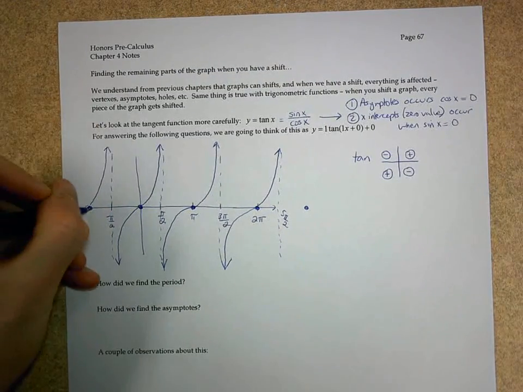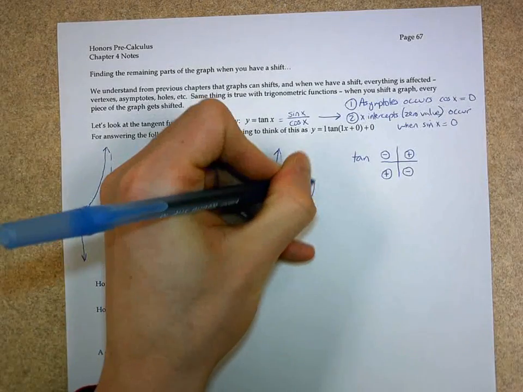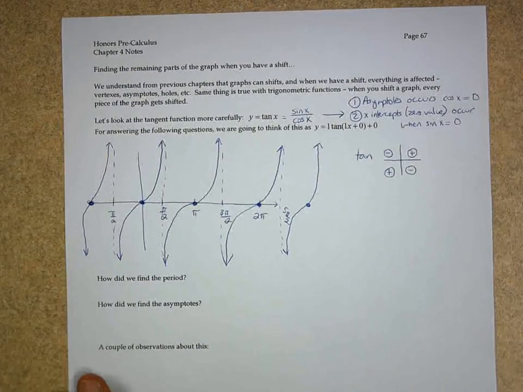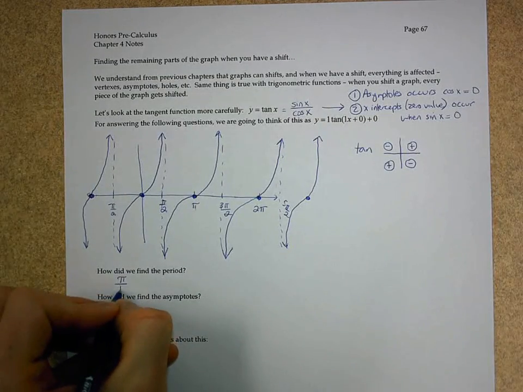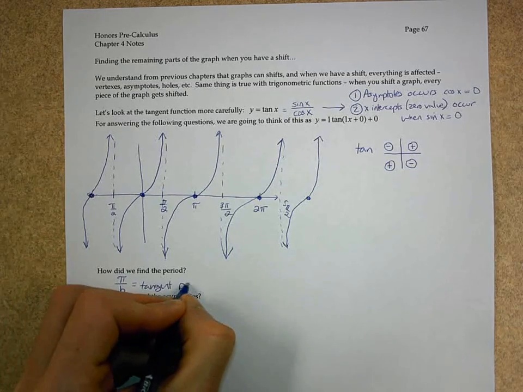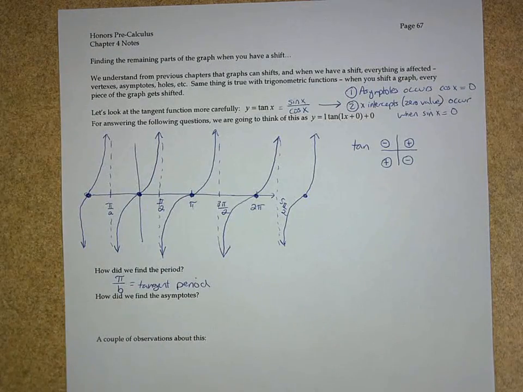So the format that I have of my tangent graph is I've got these exact same swooshes that rise as you go from left to right. We also said that the period for tangent is different than sine and cosine. And we said the period was pi over b for tangent. And the reason for that is we want to know how often it takes to repeat the function. And for tangent, every pi units.